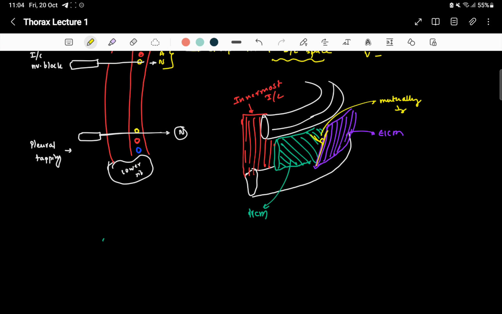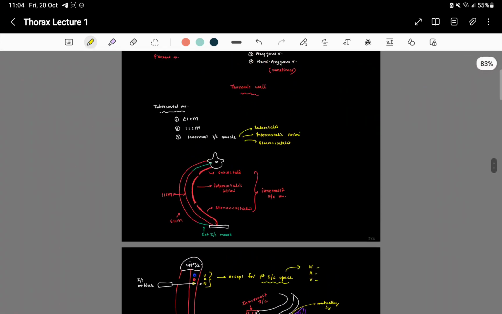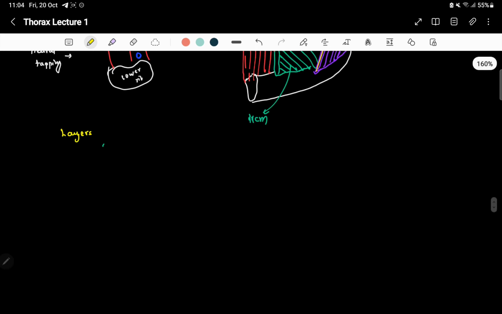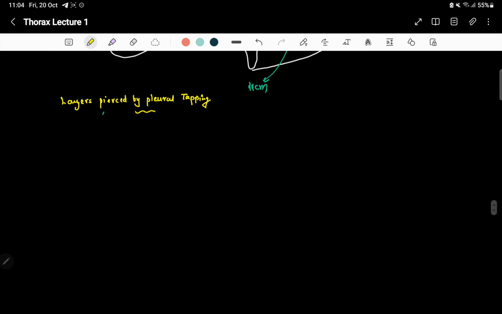Then we are going to see what layers would be pierced if we do pleural tapping from the anterior side. Okay, so now, the layers pierced by pleural tapping. What will be first, the first layer that will be pierced? Yes, the skin, of course. The second layer, your fascia. What will be the third?